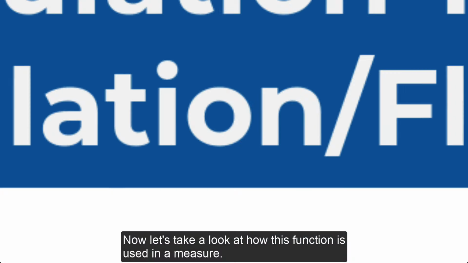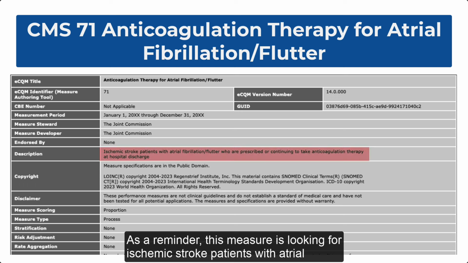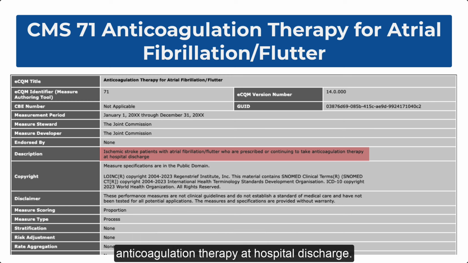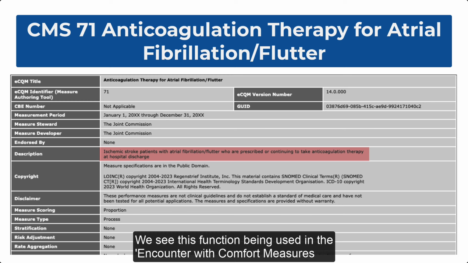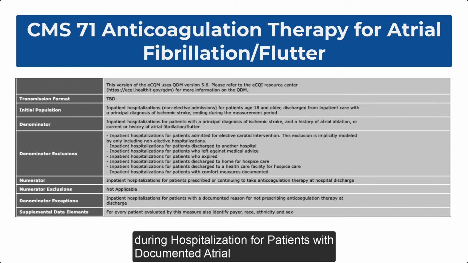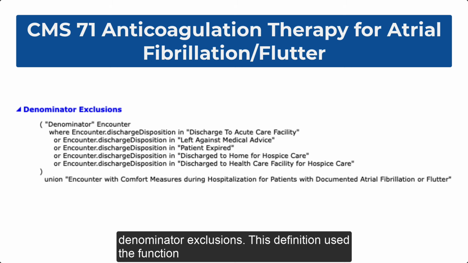Now let's take a look at how this function is used in a measure. We will use CMS 71, anticoagulation therapy for atrial fibrillation flutter, as an example. As a reminder, this measure is looking for ischemic stroke patients with atrial fibrillation or flutter who are prescribed or continuing to take anticoagulation therapy at hospital discharge. We see this function being used in the encounter with comfort measures during hospitalization for patients with documented atrial fibrillation or flutter definition as a criteria for denominator exclusions.